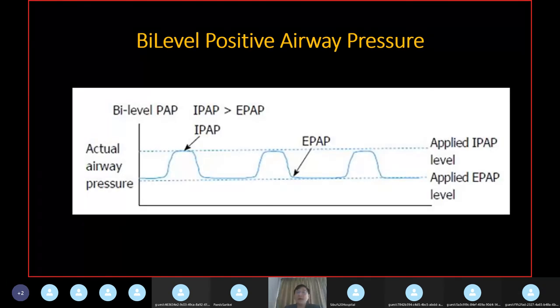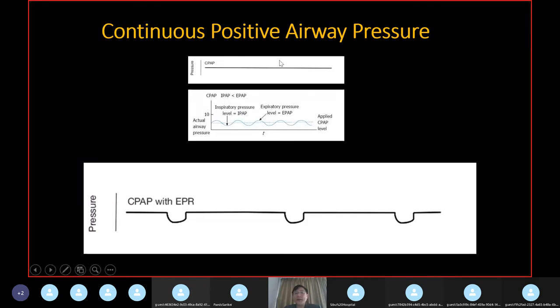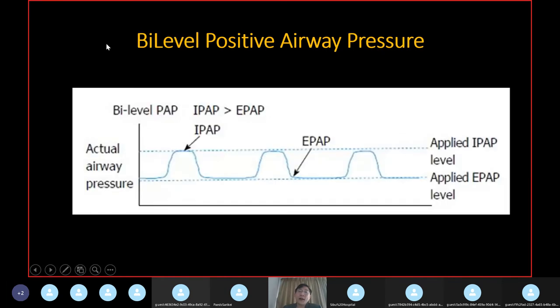So this is CPAP. As you know, CPAP is a single pressure, although we know that inspiration and expiration will change the pressure. Now the BiPAP, or bi-level positive airway pressure. What does bi-level mean? Bi-level means two levels. So you have an expiratory pressure, a low level, and a high level.